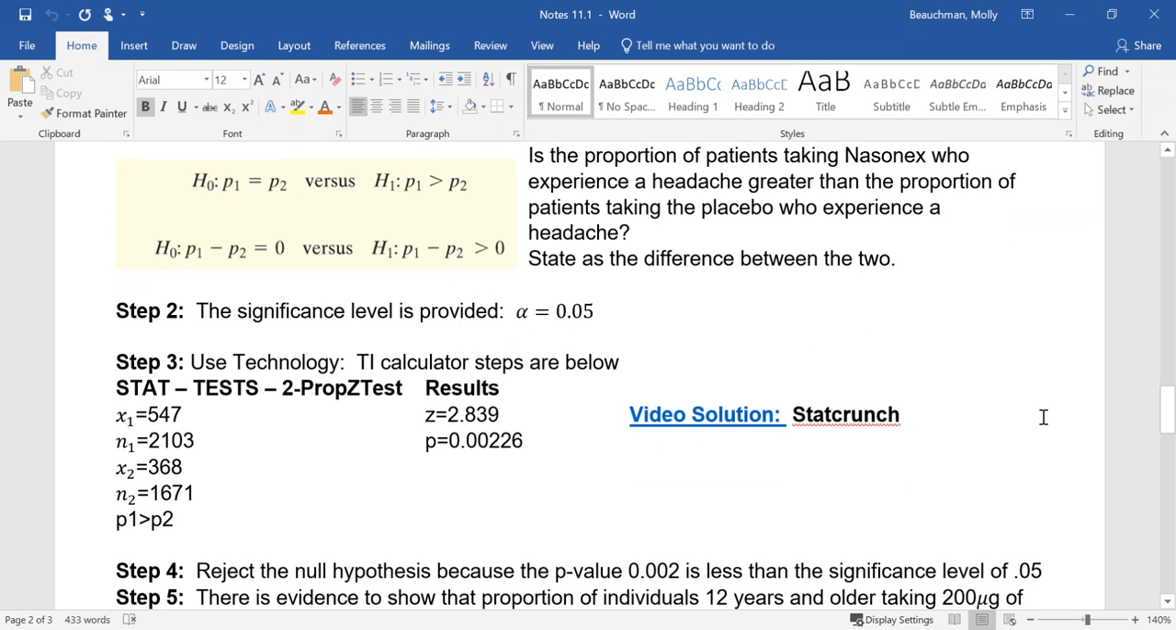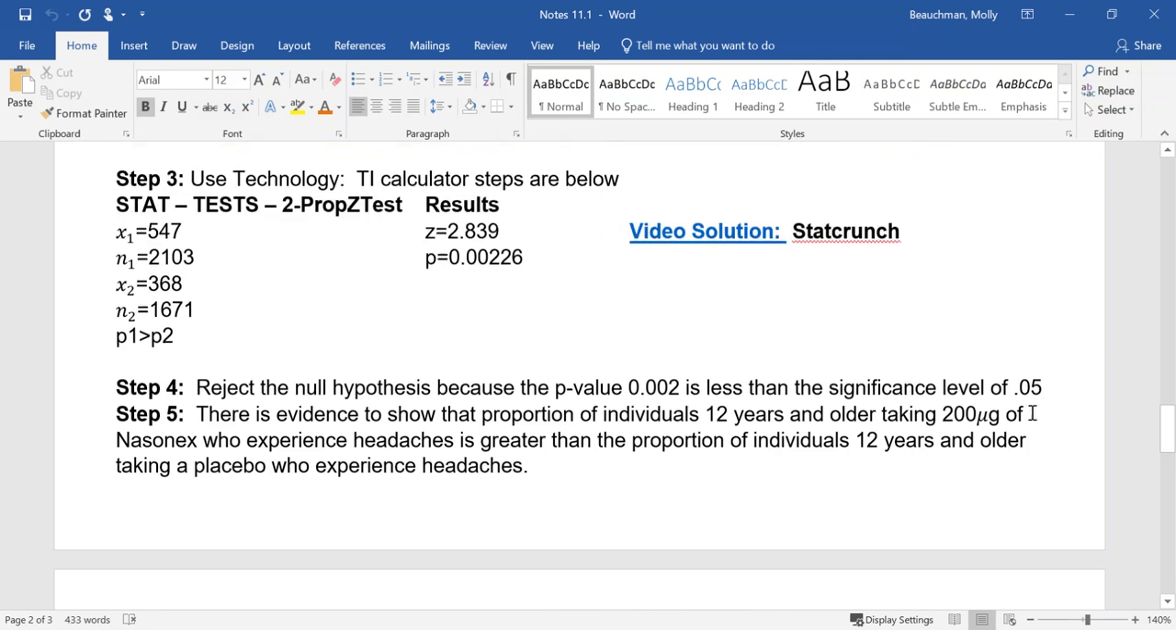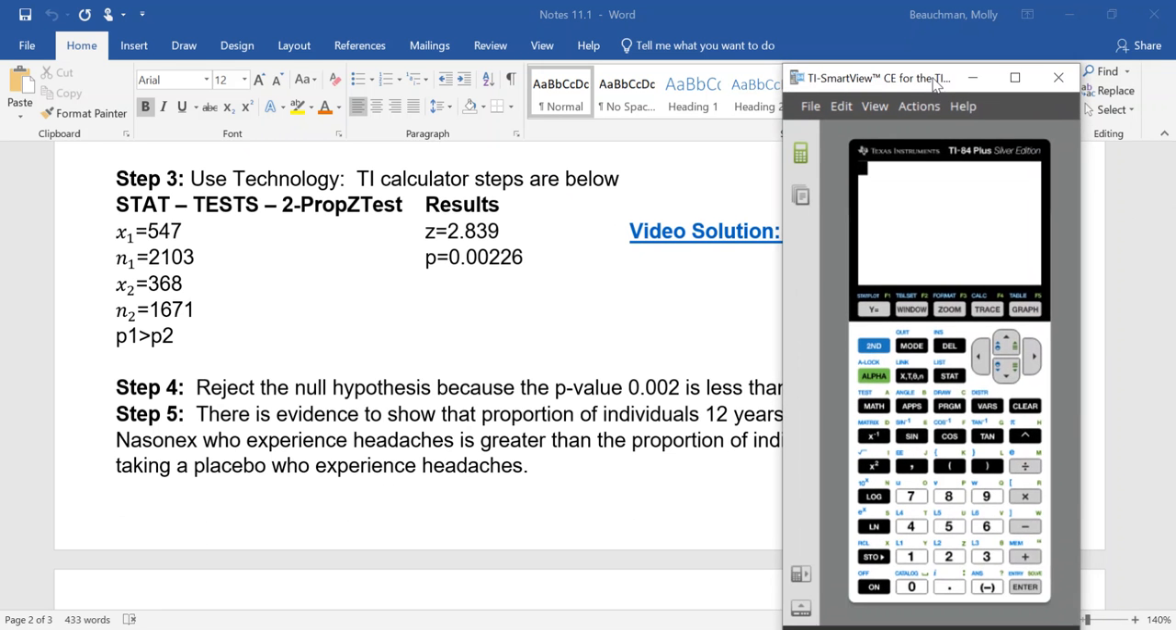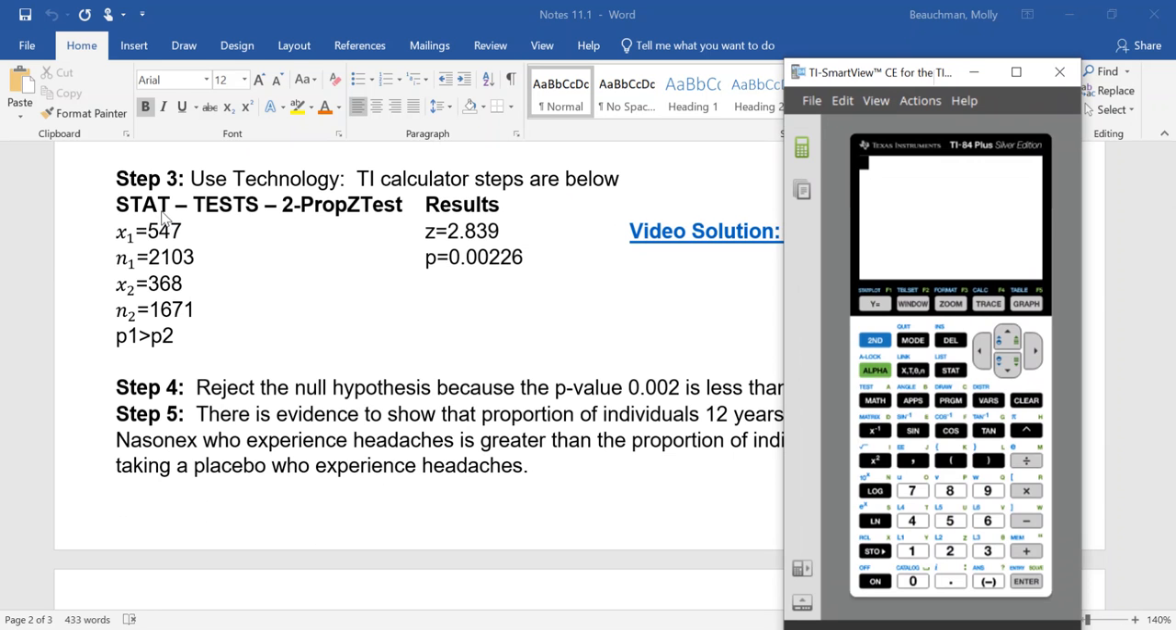So here's how we're going to use the calculator. We're going to use technology. So using the calculator, we want stats, over to tests. This is a 2 proportion z-test, so we're comparing 2 proportions to each other. On this calculator, it's option number 6, a 2-prop z-test. What the calculator needs are the values for your first and second samples.